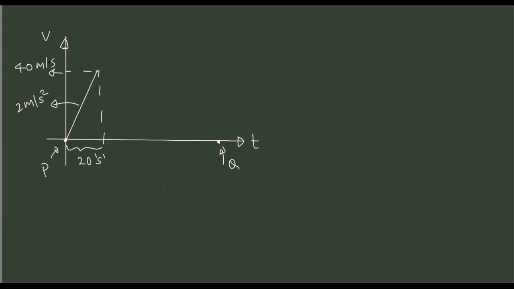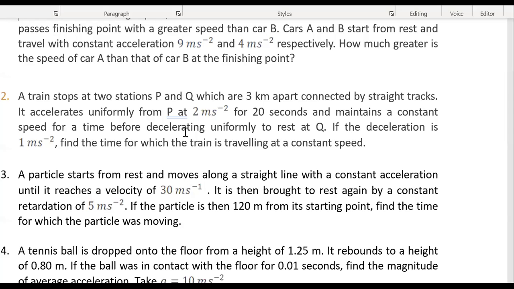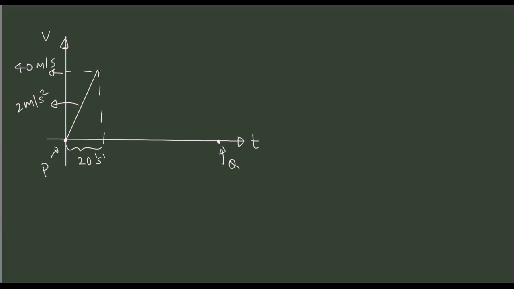The problem says that it continues at that constant speed. Whatever 40 meters per second it acquires, it continues with that speed till some time. We don't know, and we are asked to find this time. And then it quickly drops at 1 meter per second square. Again, we don't have to be very strict about the line. I'm writing only the magnitude.